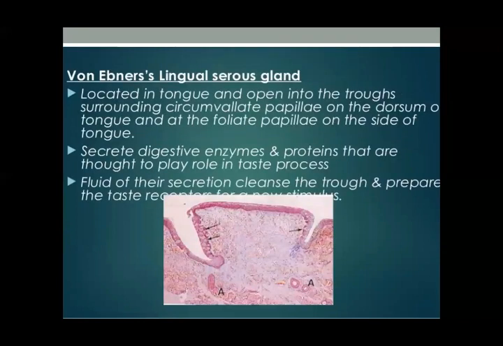Von Ebner lingual serous glands are located in the tongue and open into the trough surrounding the circumvallate papillae on the dorsum of the tongue and at the foliate papillae on the side of the tongue. They secrete digestive enzymes and proteins thought to play a role in the taste process. Their secretions clean the trough in preparation for new taste stimuli.